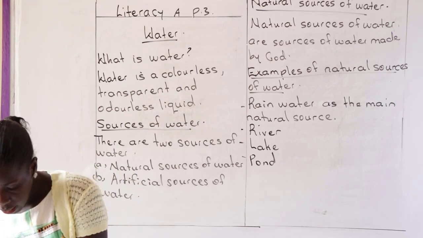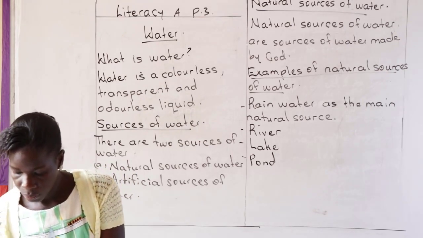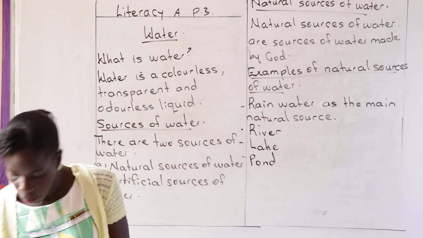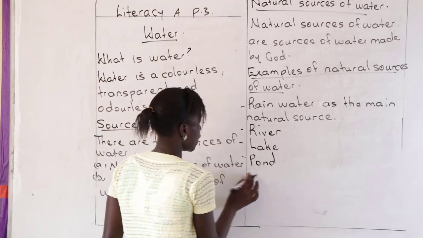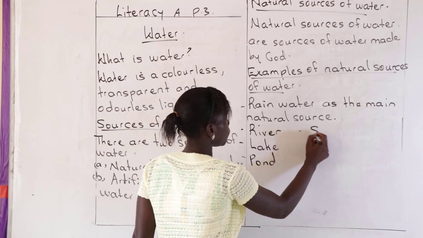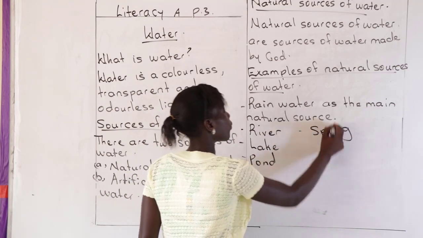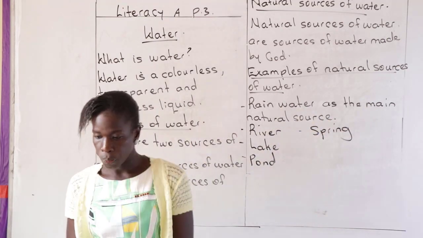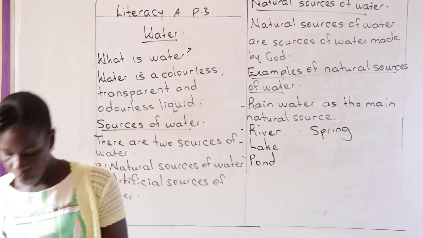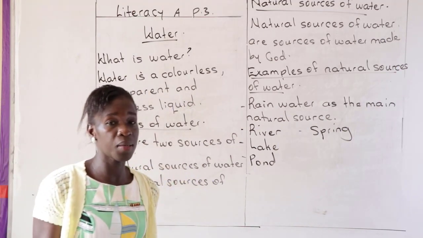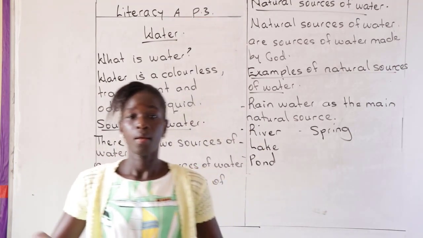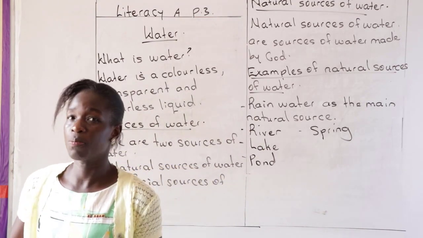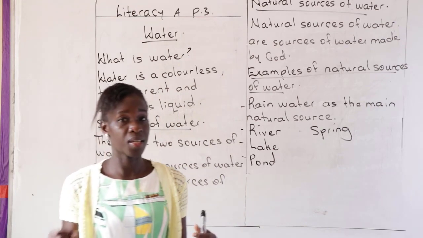Then we have another source of water called the spring. The spring water is also natural. Some of them are hot. They have the hot springs. They provide hot water. The ones which are boiling, you see boiling as if it is on a stove.